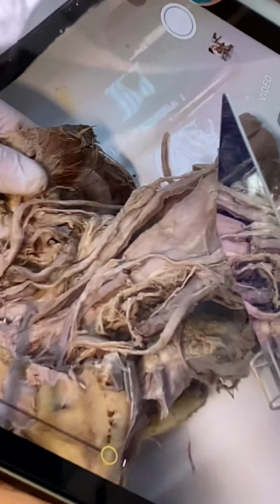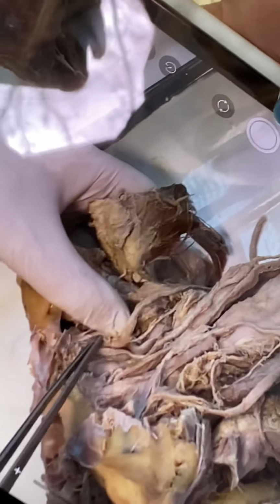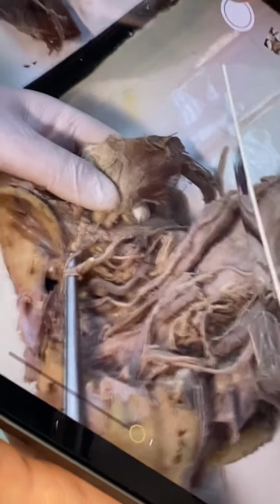But this is something that I actually wanted to show you: the spinal accessory and the cranial accessory, that they simply exist. It's not only in the textbooks, but we can find them also in the specimens.